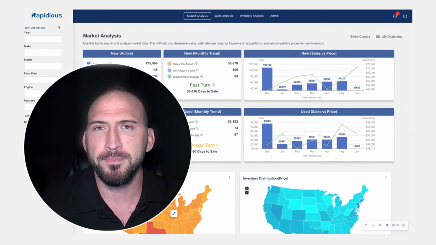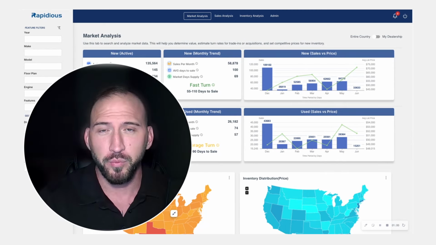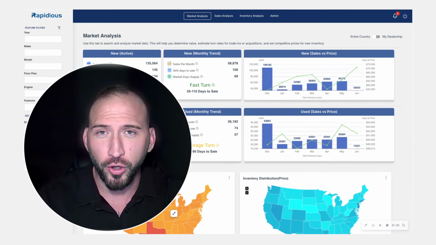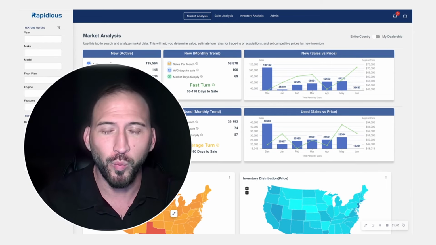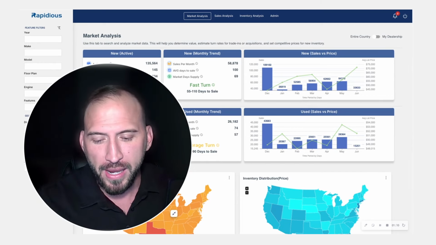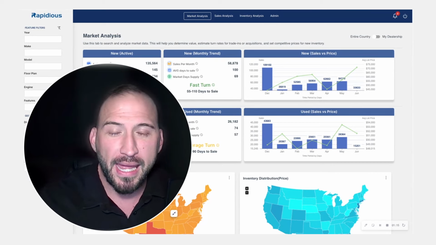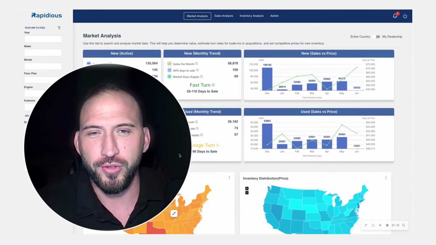We have created a system that looks at every single dealer in the country every single day. We can see how many units are currently for sale, who's selling them, where they're located, what they're selling for, as well as historical data of how many of those units have sold, what they were listed for at the time of sale, and how long it took to sell. Let me jump right into it and show you how this works.